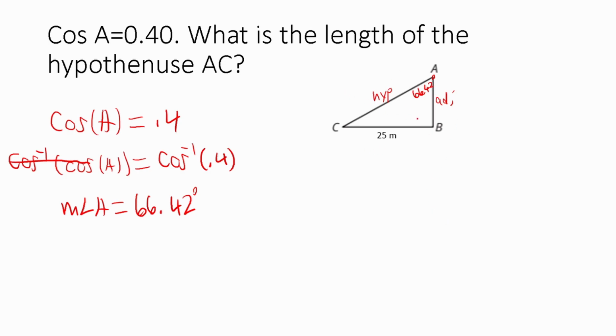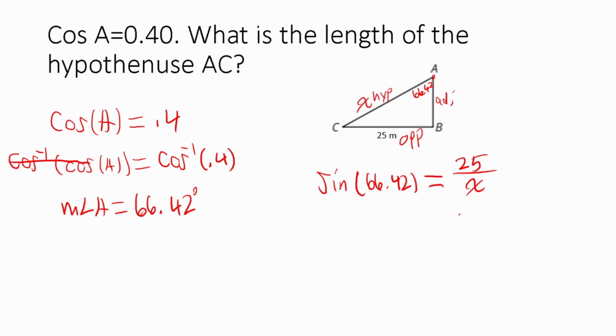Now we have two pieces of information. We know that this side is my opposite side. If I want to find my hypotenuse of x, now we can do that. Opposite and hypotenuse is my sine ratio. We can say the sine of the angle we just found, 66.42, is equal to 25 opposite over x, my hypotenuse.